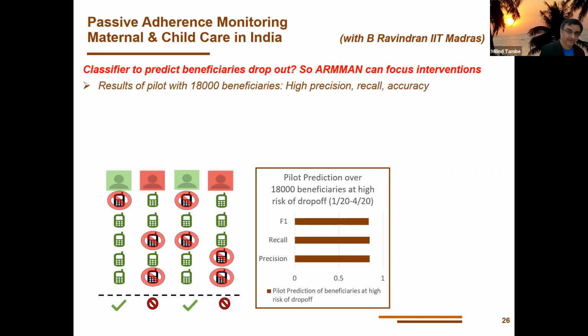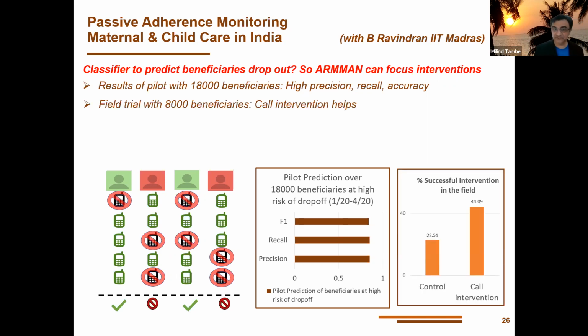So we looked at 8,000 beneficiaries, and there were 4 groups that were created. I'm here showing you results from 2 of the groups. The other groups included texting and calling and so forth. Here, control group, nobody was called. Call intervention group, these women who are predicted at high risk were given a live call, a half-an-hour discussion. They stay in the program.